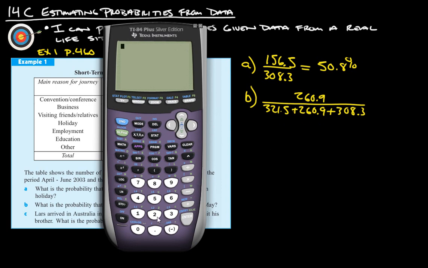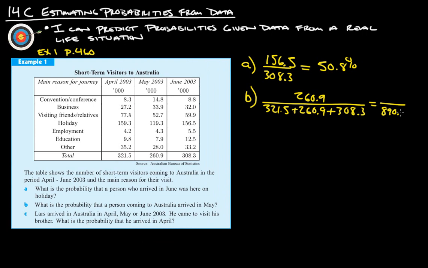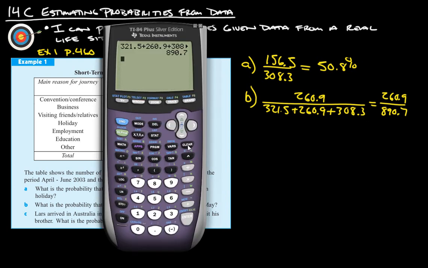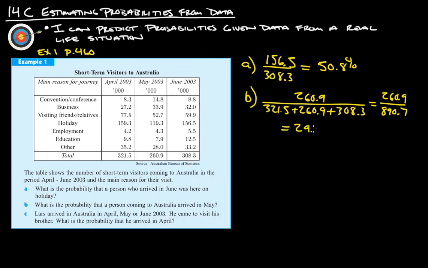So let's add up the denominator first. 321.5 plus 260.9 plus 308.3 gives us a total of 890.7. And we have 260.9 over 890.7. So let's do 260.9 divided by 890.7. And we get 29.29, so let's go with 29.3%. All right, so those are our first two answers there.